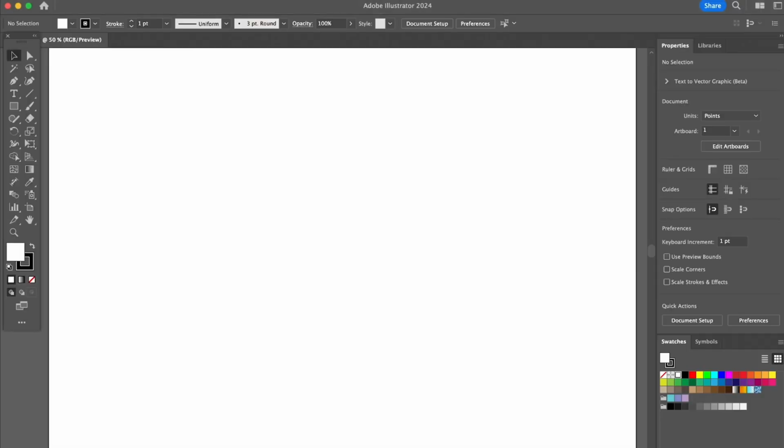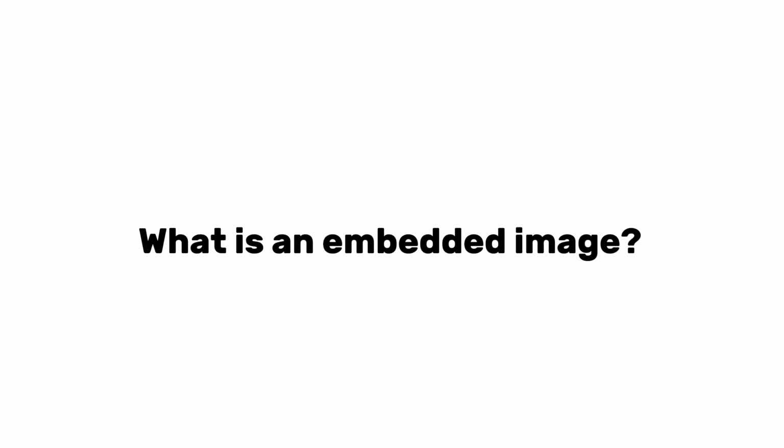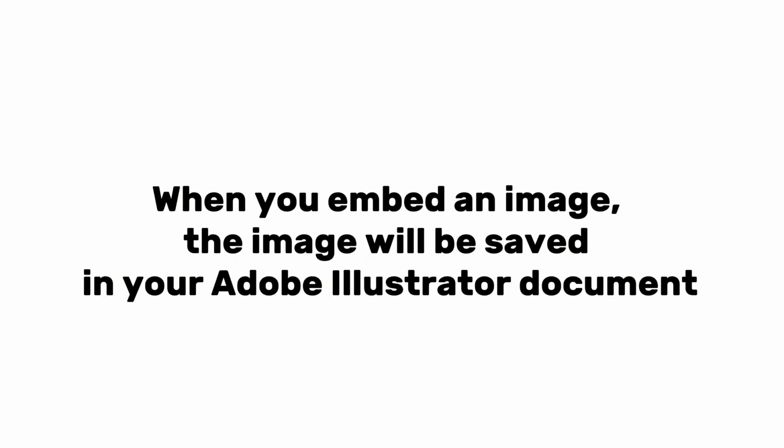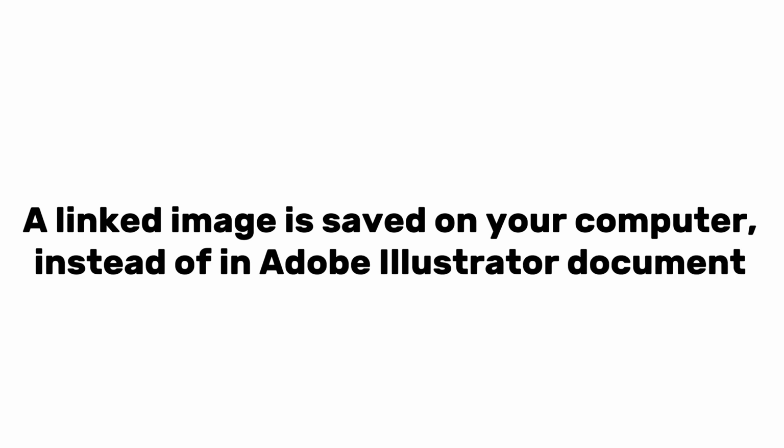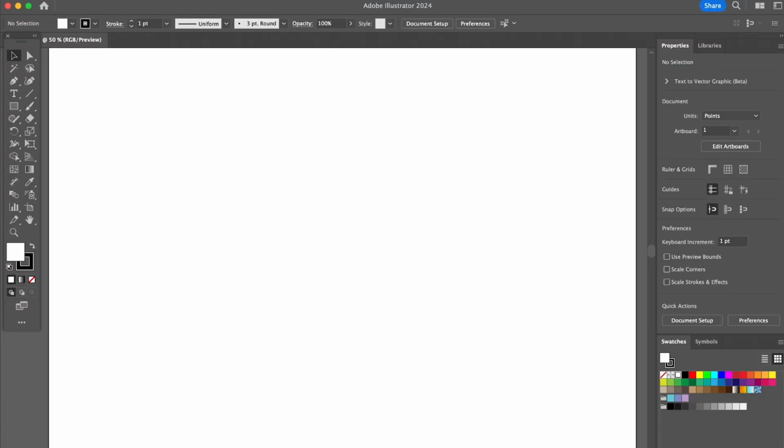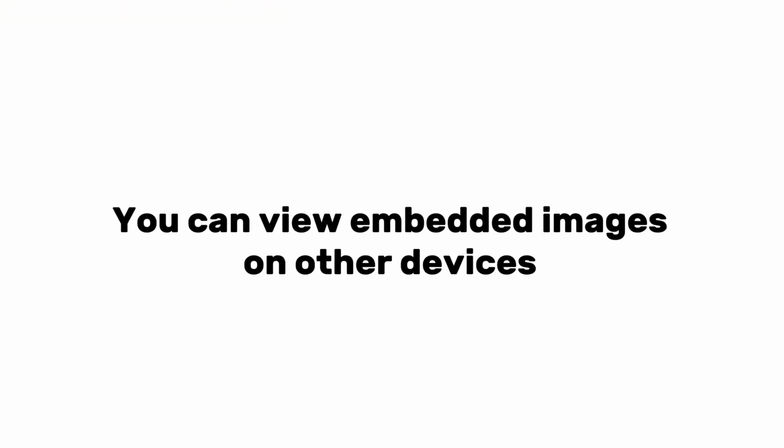Alright guys, before jumping into the steps to embed an image in Illustrator, I think you should know what an embedded image is in Adobe Illustrator. When you embed an image in Illustrator, it means that you are saving the image in the Illustrator document file instead of on your computer, which brings up the concept of a linked image. A linked image means that the image is saved somewhere on your device, not in the Illustrator file. So when you embed an image, you will be able to open the same Illustrator file and you will still be able to see the image in that file because it's embedded.